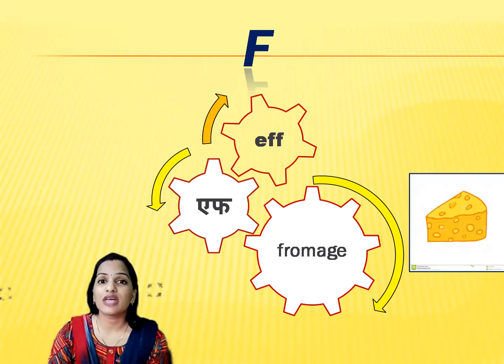The next letter is F. So, how do we pronounce F in French? It is F, just the same as in English. And one example from the letter F is fromage. What is it? Fromage. And what does fromage mean? Fromage means cheese. At this point, let me tell you that France is very, very famous for its cheese. So F is F, and one example, fromage.